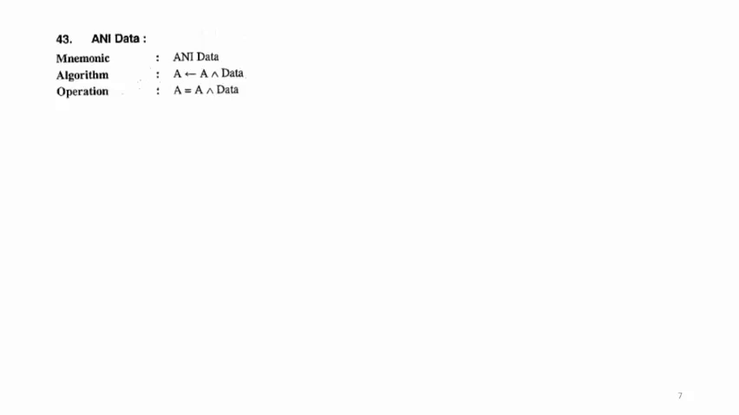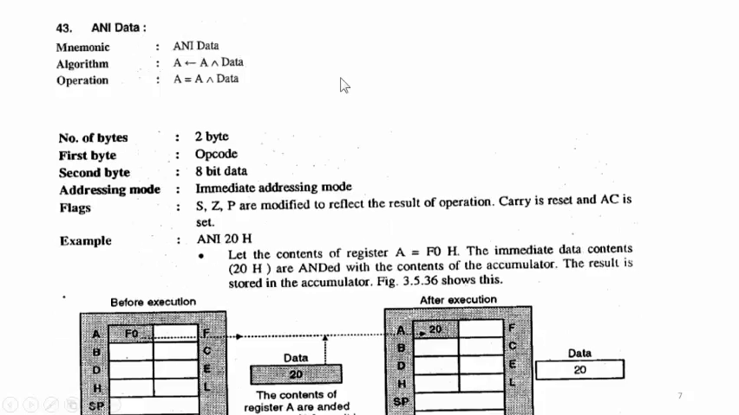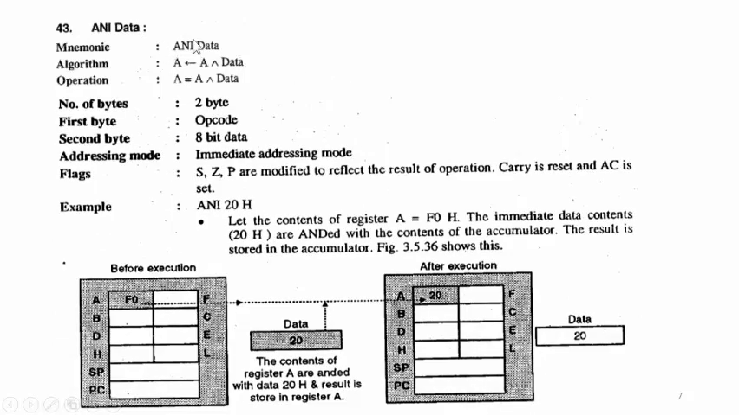Next ANDing instruction is from immediate addressing mode, that is ANI 8-bit data. Accumulator content is ANDed with 8-bit immediate data which is available in the operand field of the instruction. As I said, you will find 8-bit data in the operand field. The size of the instruction is 2 bytes, 1 byte for opcode and another 1 byte for 8-bit immediate data. So the addressing mode is immediate addressing mode.